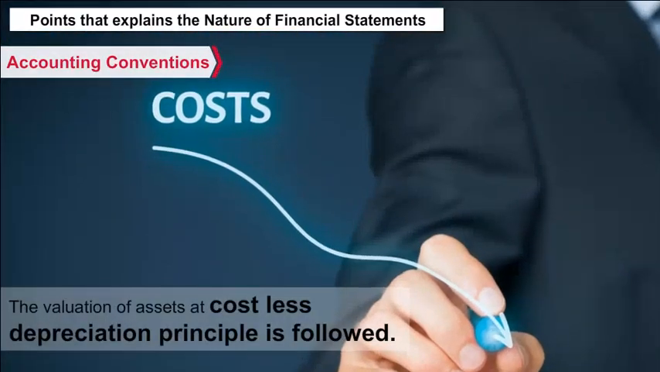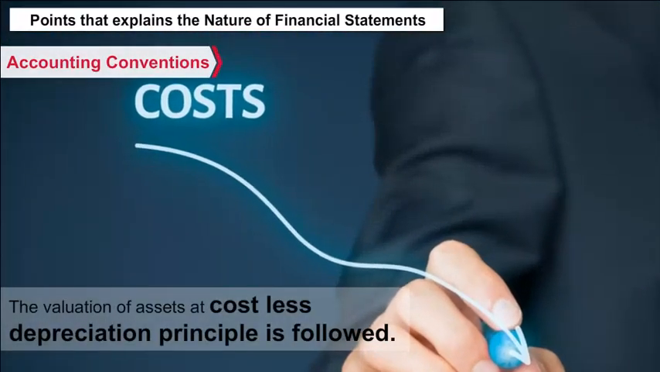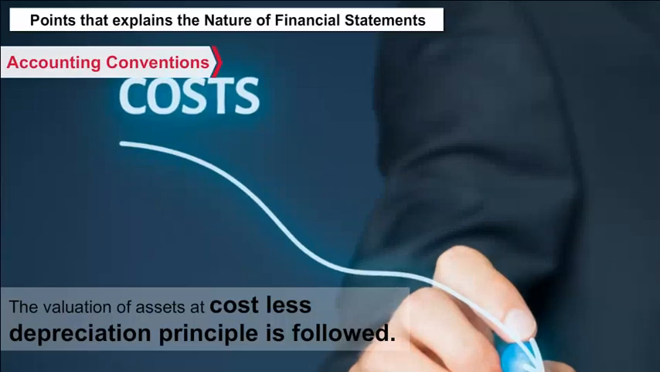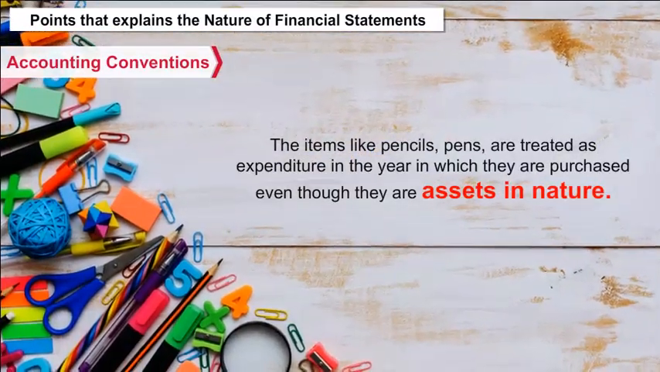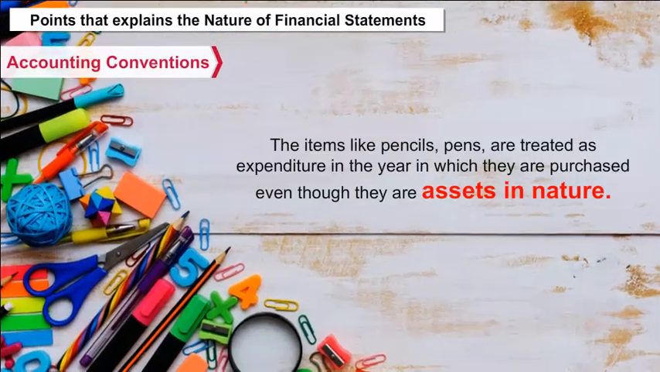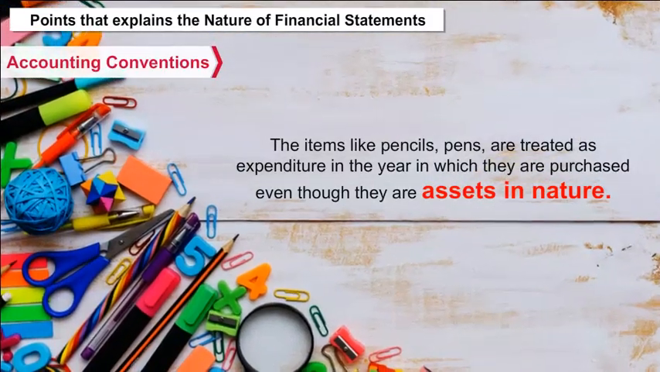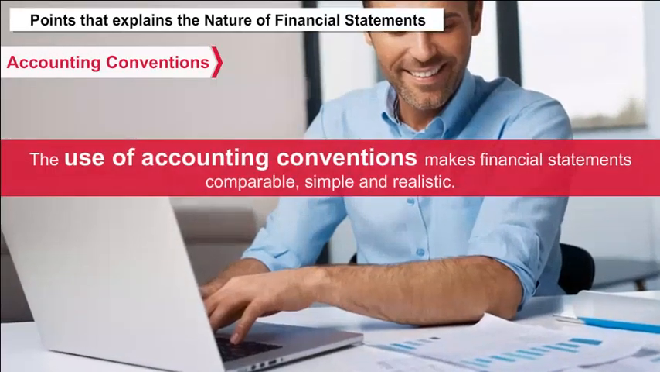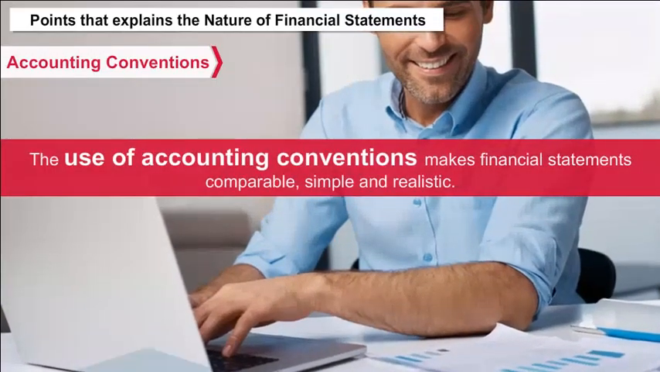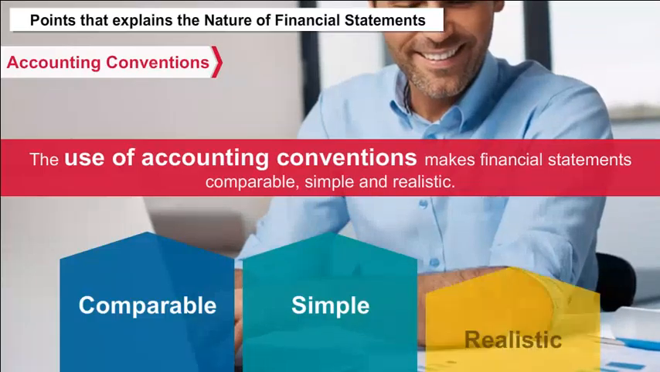Accounting conventions. Many conventions are followed while making financial statements. The valuation of assets at cost less depreciation principle is followed. Items like pencils and pens are treated as expenditure in the year in which they are purchased, even though they are assets in nature. The use of accounting conventions makes financial statements comparable, simple, and realistic.